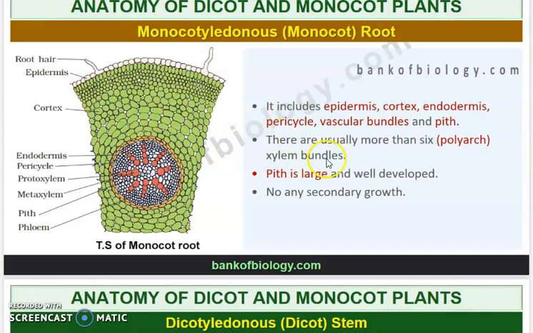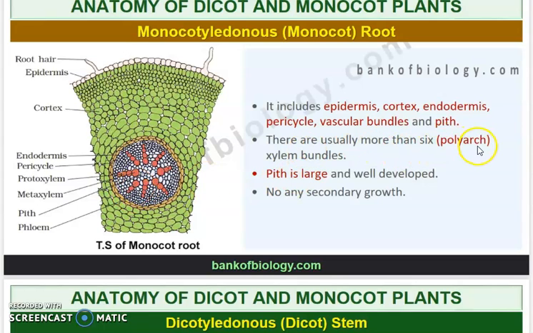Okay, now there are usually more than 6 polyarch xylem bundles. So in the dicot root we saw that the xylem and phloem were found on different radii, but here they are seen on the same radius. Xylem and phloem will be seen in the same radius. You can see it here. This is the xylem, which includes the protoxylem and metaxylem, and then nearer to it you can see the phloem cells, right?